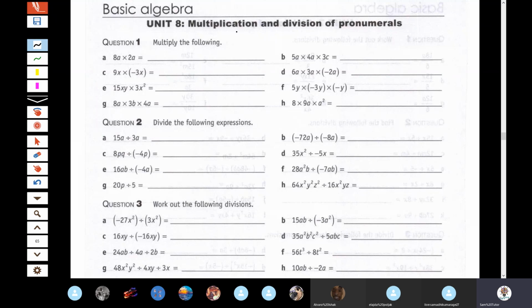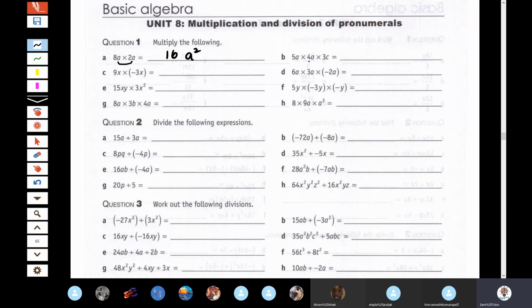All right, a bit of revision. This just combines both of the two units that we've done above. So we're going to revise multiplying and dividing of pronumerals. Let's just recap. When we're multiplying our pronumerals, a times a gets me a squared. And then, of course, 8 times 2 is 16a squared. So what we said last week, we said do our numbers first and then each respective letter. That way you won't miss anything.